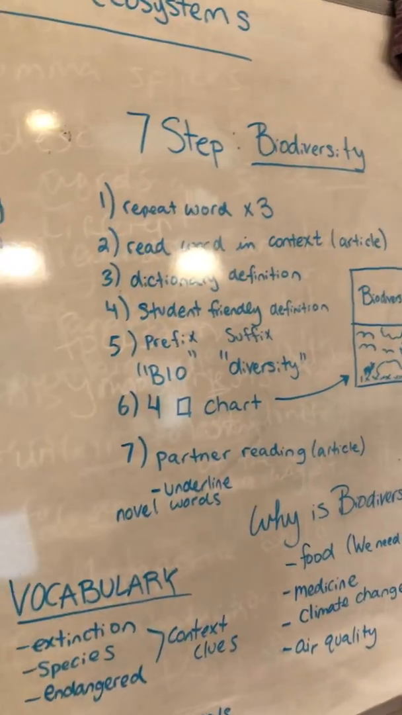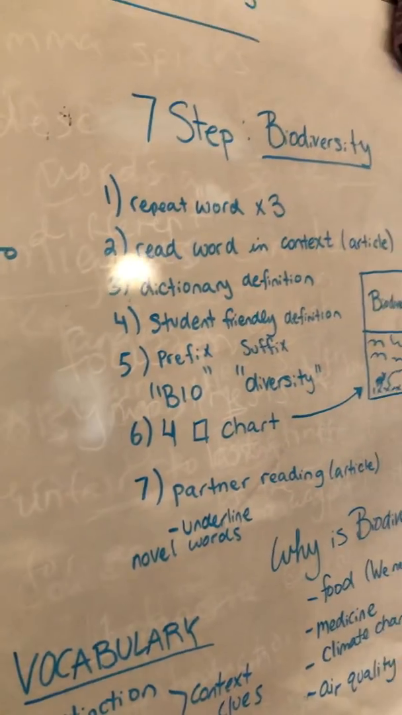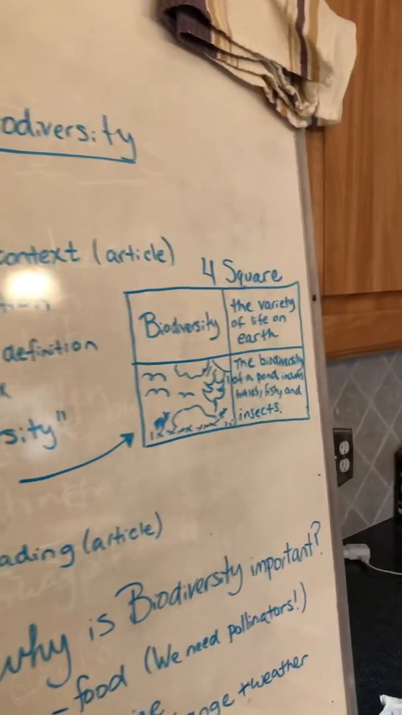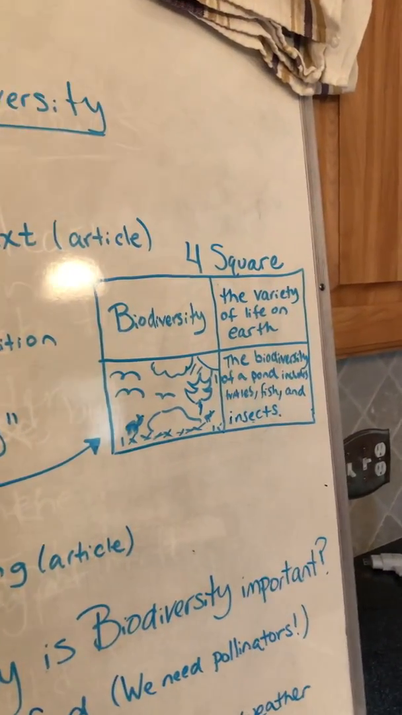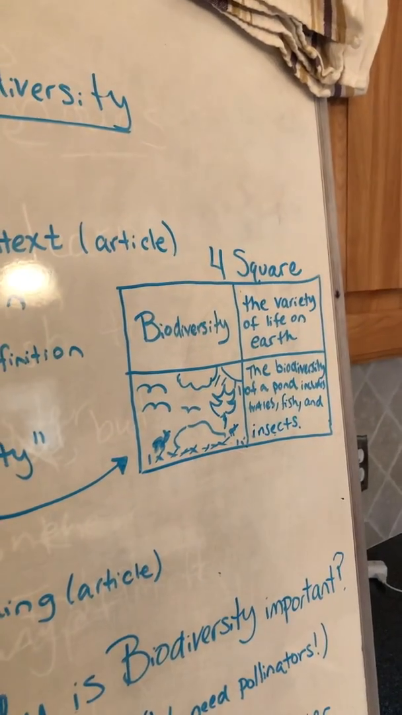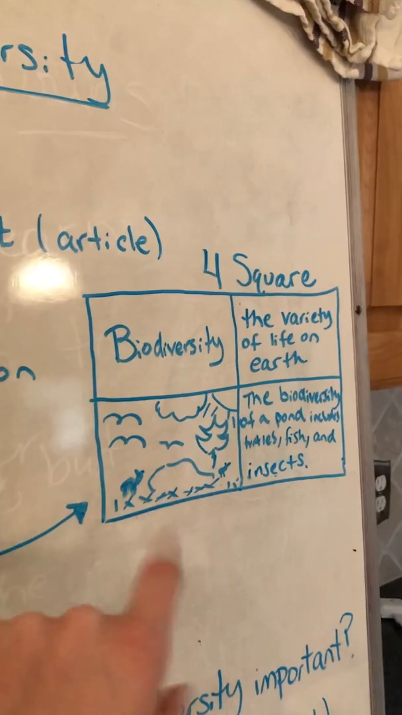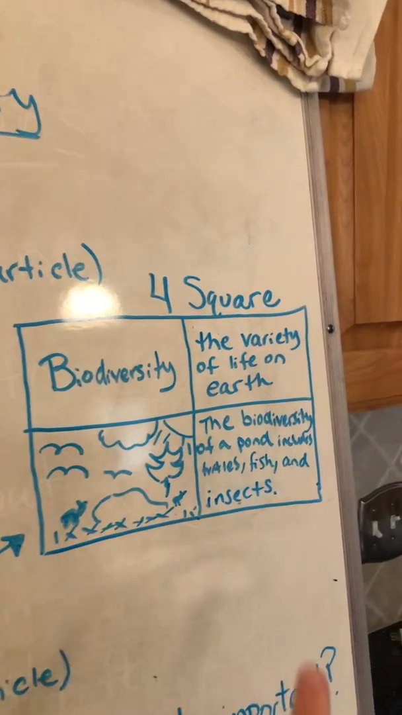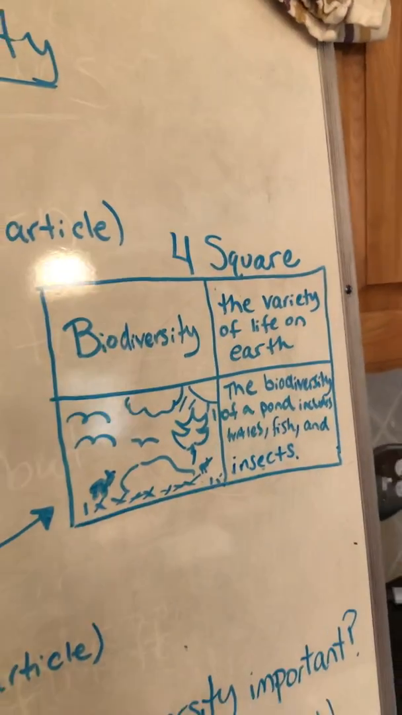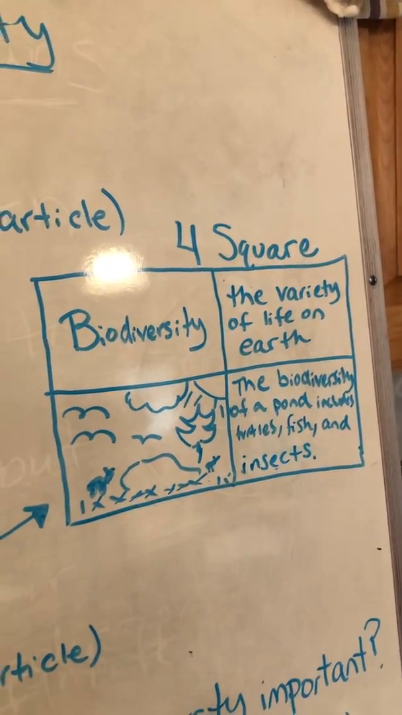The next step in the 7-step strategy is giving the students some sort of activity to practice using this word. So we're going to return to our 4-square vocabulary chart. They should have already written the word and the textbook definition, but now they're going to put that into practice. So they're going to draw a picture, an illustration, as seen here, and they're also going to make a meaningful sentence using that word. So for example, I said the biodiversity of a pond includes turtles, fish, and insects.